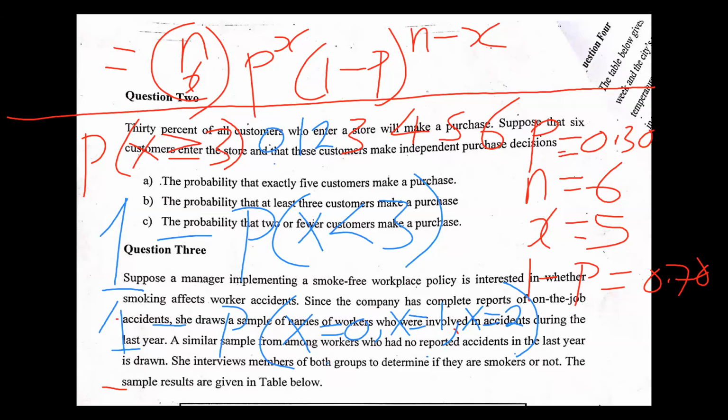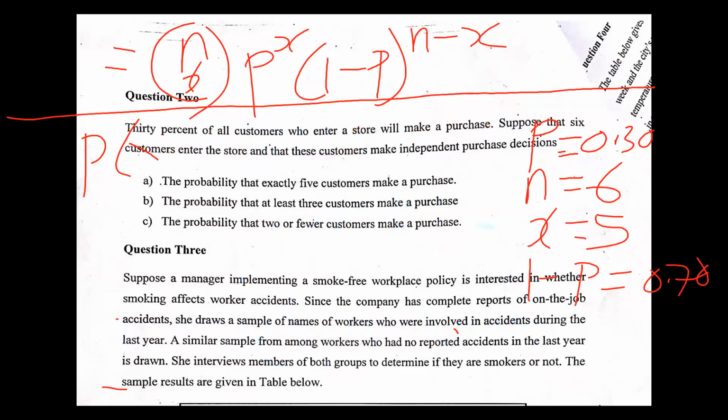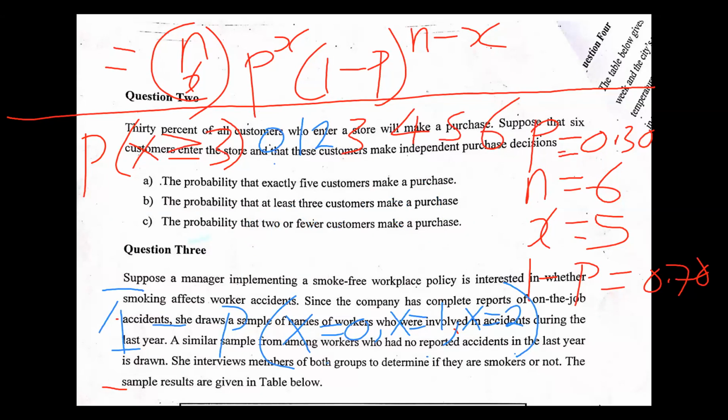So you start with 0. The n is still 6. 6 combination 0. What you just change is your x in this case. 0.30 raised to the power 0, 0.70 raised to the power 6 minus 0, which is 6. x is 0.